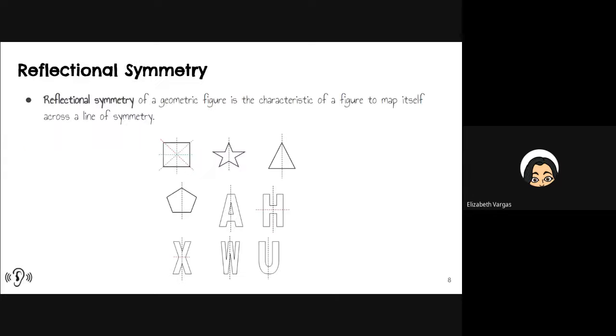So in geometry, there are 2 types of symmetry that we talk about: reflectional symmetry and rotational symmetry. First, we're going to look at reflectional symmetry. Reflectional symmetry of a geometric figure is the characteristic of a figure to map itself across a line of symmetry. So here we have different types of reflectional symmetry. Reflectional symmetry is basically the symmetry that we are used to, lines of symmetry. So you can cut this triangle in half to create 2 congruent sides.